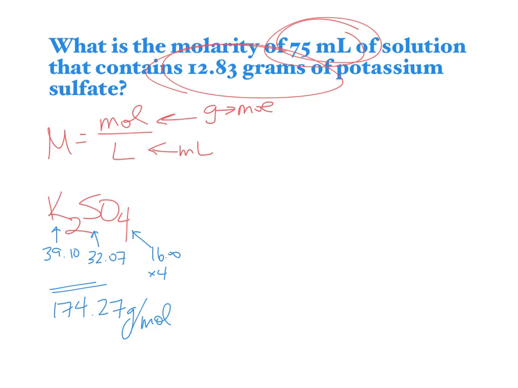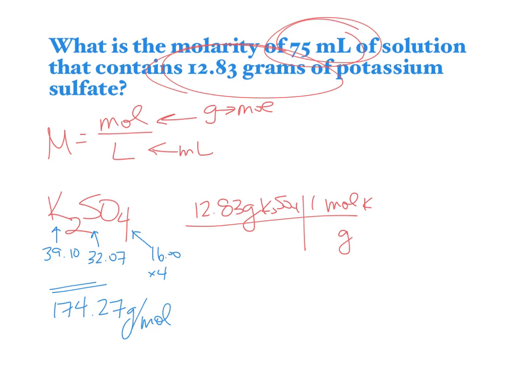Alright, so now we can get ready to fill in our equation up above. I'm working backwards from this. I need to find molarity. I can find liters pretty easy because I have milliliters. This is the one I'm working on, trying to figure out the number of moles there. So the next thing I need to do is convert. I've got 12.83 grams of K2SO4, and I need to convert from grams to moles.